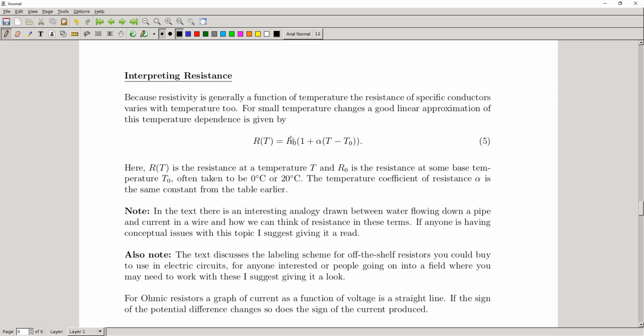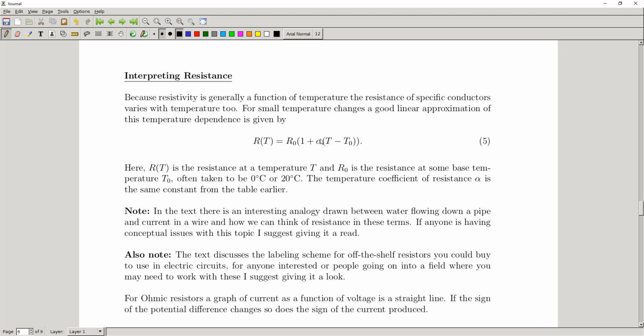Again, we would have some resistance at some base temperature that we would know, right? So we would have some temperature at which we've measured the resistance of our resistor or our conductor or whatever we're trying to measure. And then we would simply have this as a function of t, right? So this would be the linear relationship again, which would be a good approximation for the actual resistance of our conductor. And again, alpha is simply those coefficients that we had in the table above. Those aren't different from resistivity to resistance. Okay.